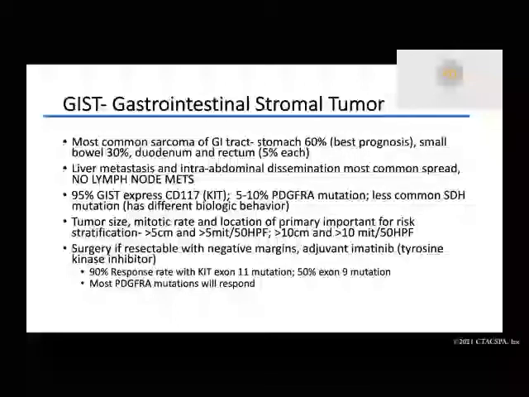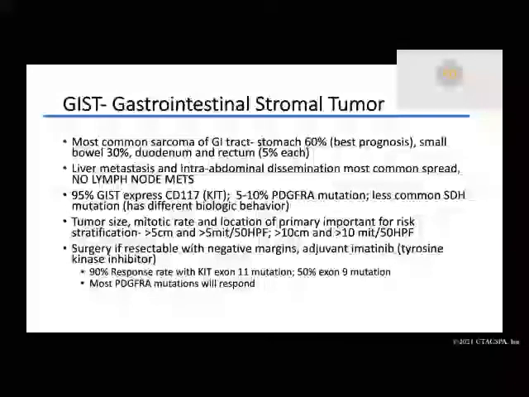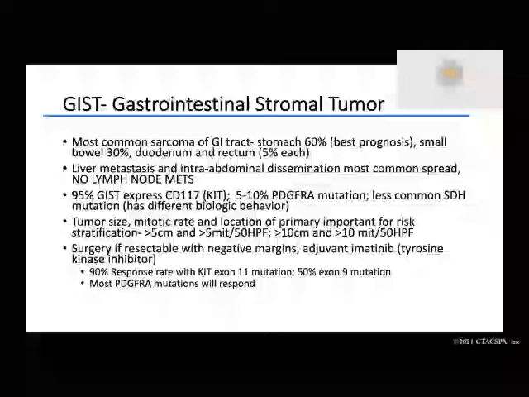The best prognosis and the most common location is in the stomach. So much so that if you have a gastric GIST less than 2 centimeters, you're done, right? Lots of times, sometimes these GISTs are found incidentally, and those patients are going to do just fine. They don't need any adjuvant treatment.